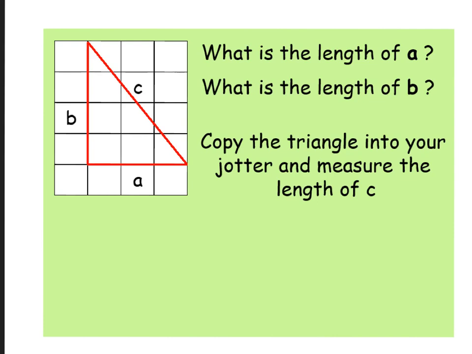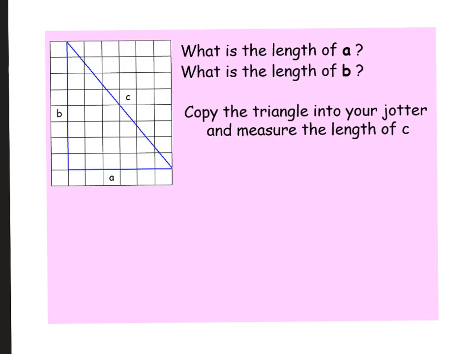So, having a look at this first triangle, what is the length of A? And you'll be able to get that just by counting boxes. So, the length of A is 3. And the length of B is 4. And then I would get you to get out your rulers and measure the side of C, and it works out to be exactly 5, okay? 5 centimetres this would be, okay? So that's called our 3, 4, 5 triangle.